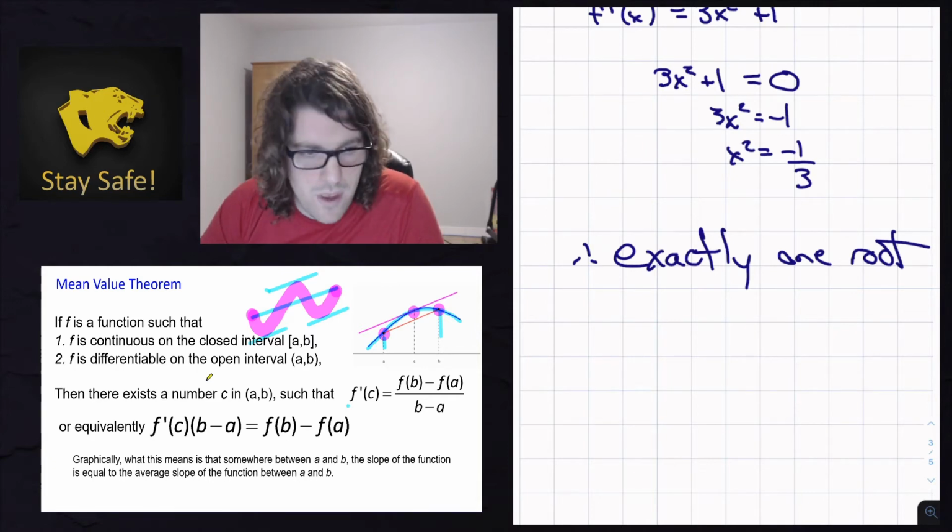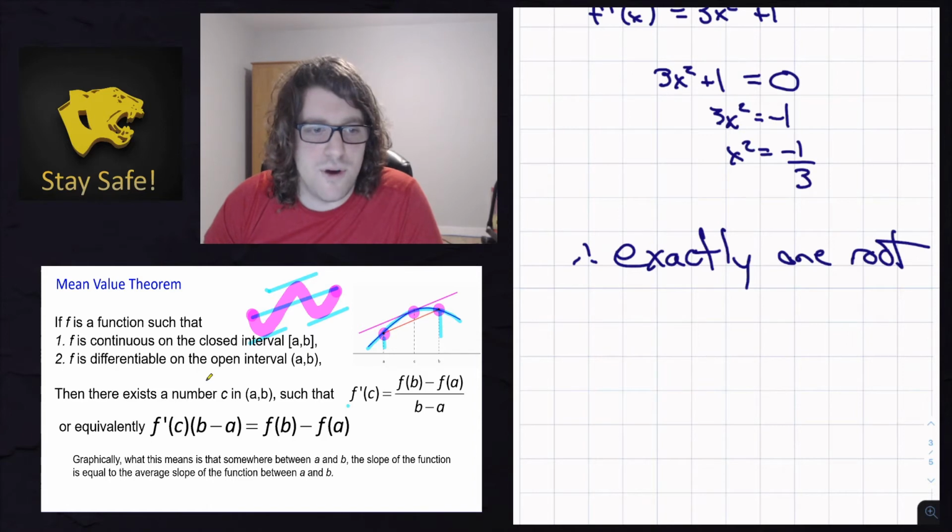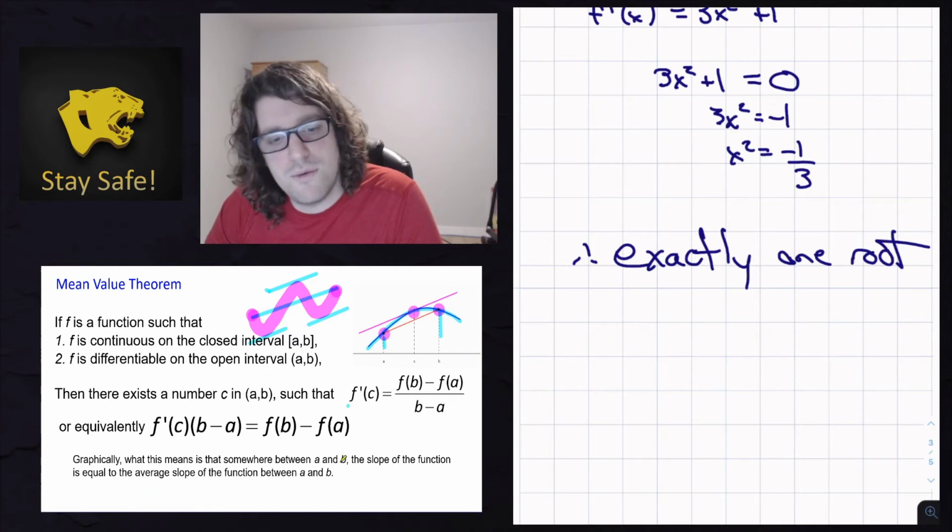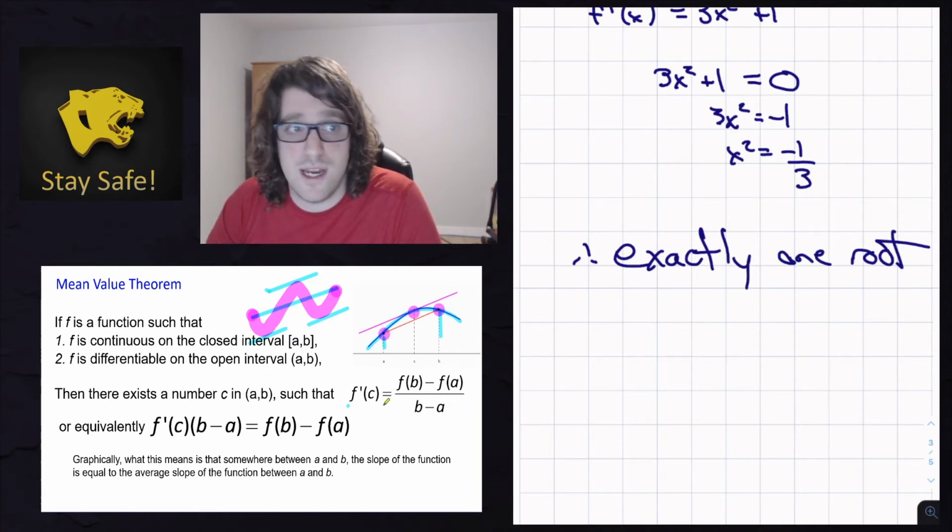All right, so deep breath. This is just another way of stating it. You take the b minus a, multiply it up onto the other side, and you get f prime at c times b minus a is equal to f of b minus f at a. Graphically, what this means is that somewhere between a and b, the slope of the function is equal to the average slope between a and b.